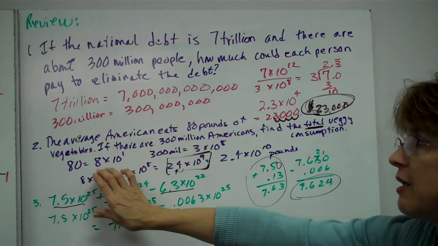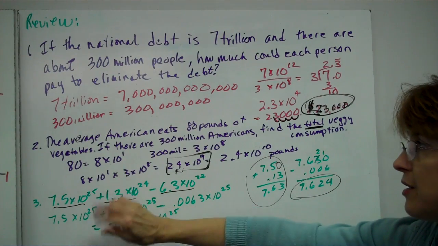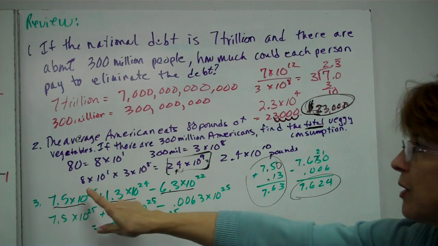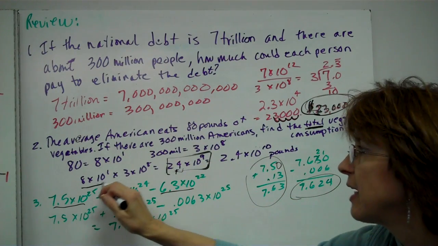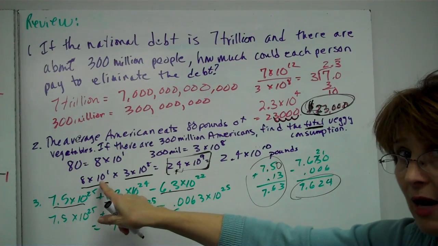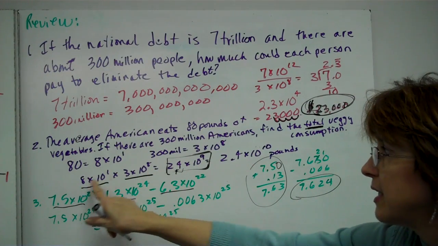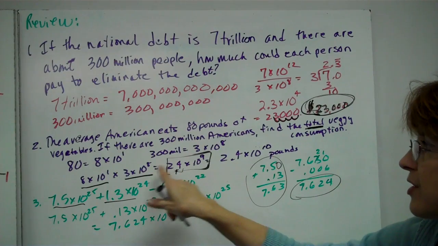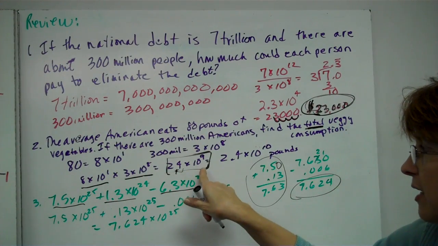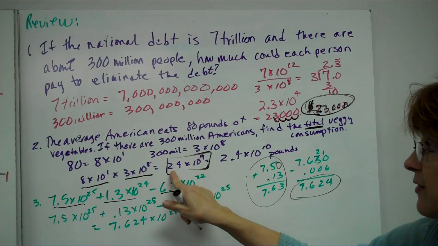So 80, in scientific notation, is 8 times 10 to the first power. 300 million, we already did up there. And now we're going to multiply. So we have to multiply 8 times 10 to the first times 3 times 10 to the 8th. Well, I don't need the same powers, right, because I'm multiplying. So 8 times 3 is 24. And just like 10 to the first times 10 to the 8th, we add the exponents, so it's 10 to the 9th. So that's not in scientific notation yet.